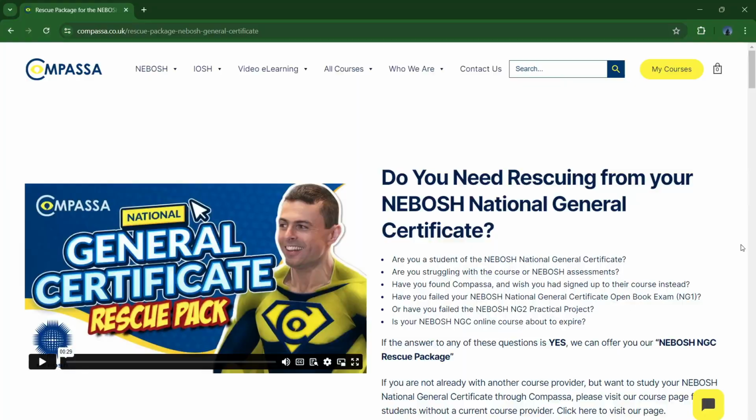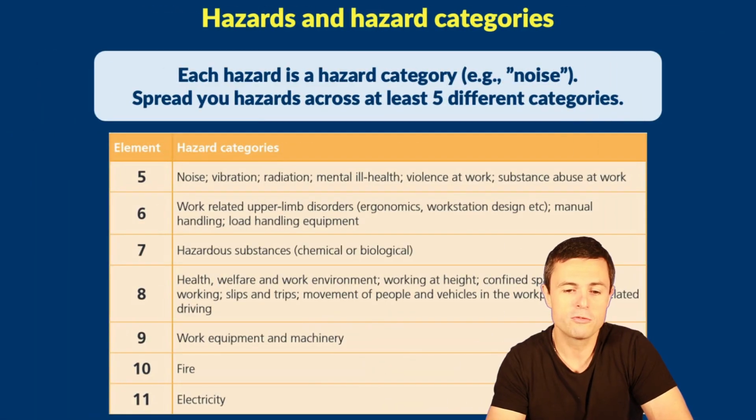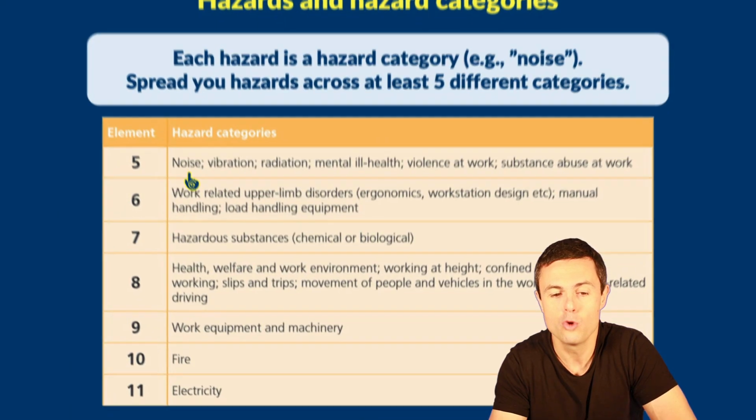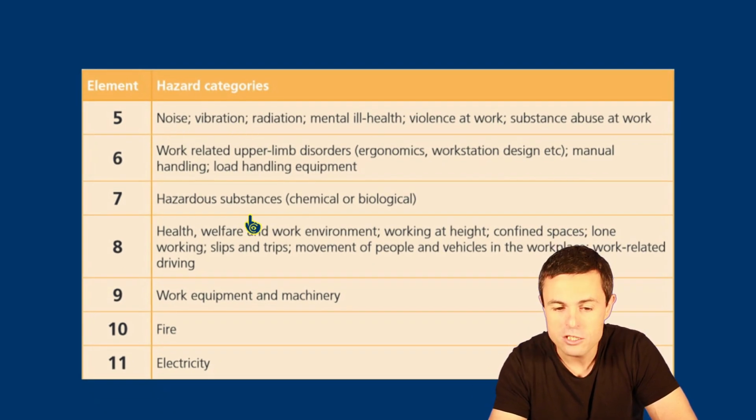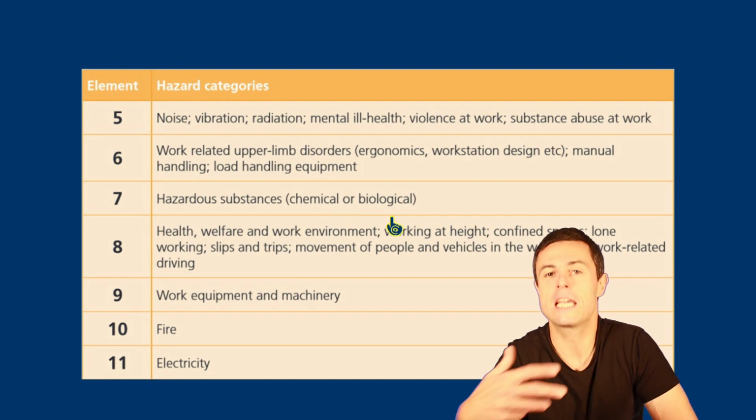Anyway, let's get back to the stupid mistake this student made. Just for the avoidance of doubt, and I think that is exactly what the NEBOSH guidance says, the hazard categories are these words here. So noise is a hazard category. Vibration is a hazard category. Hazardous substances, chemical or biological, is a hazard category.